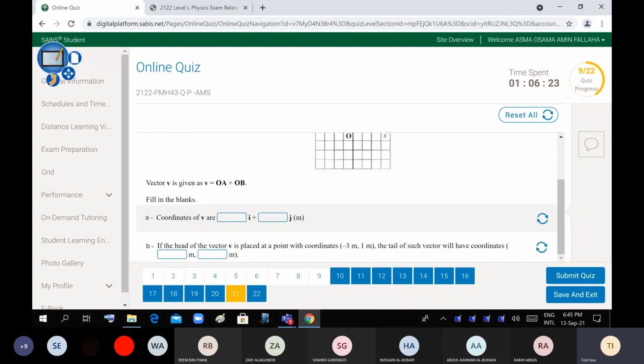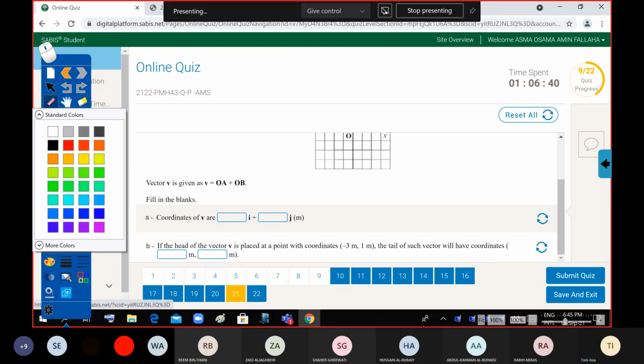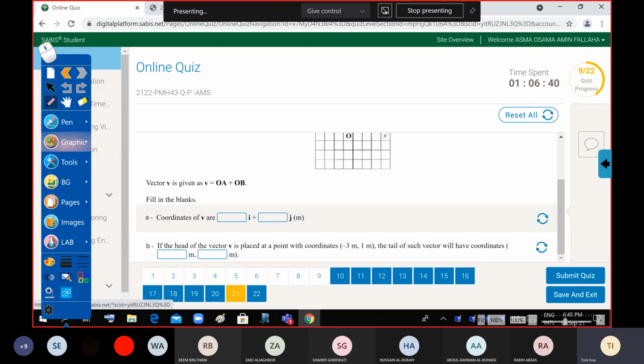So the second part: if it stays at the point with coordinates minus 3, 1 meter, the tail of such a vector will have coordinates. So what you do here is the following. You found vector V. How much do you get for V? Let me see if I can find it here.